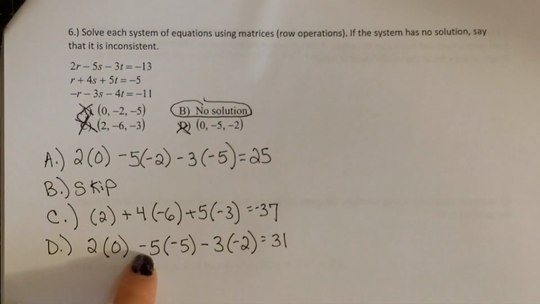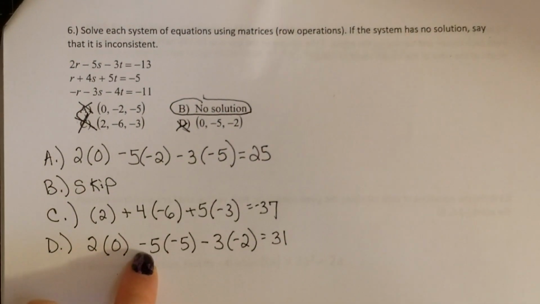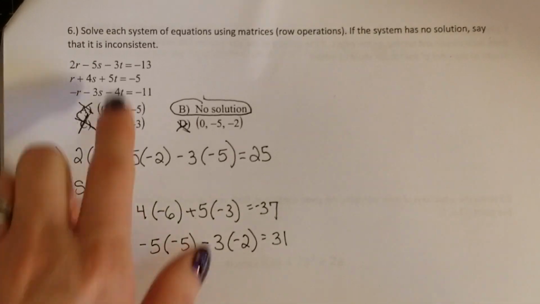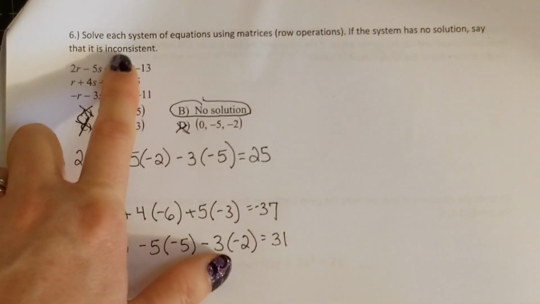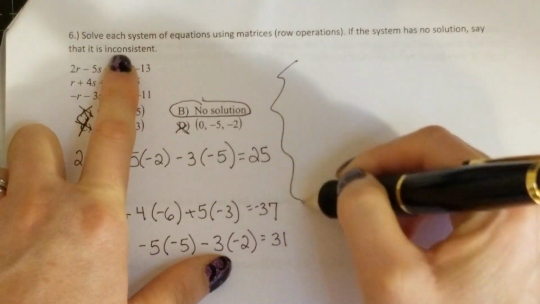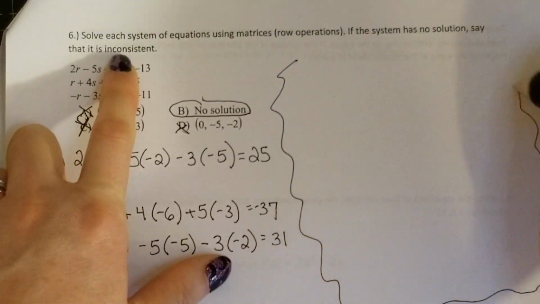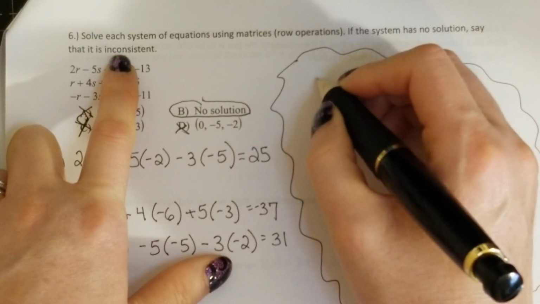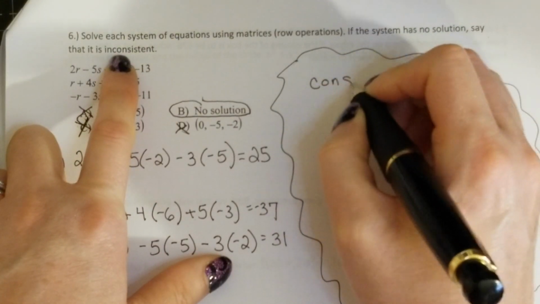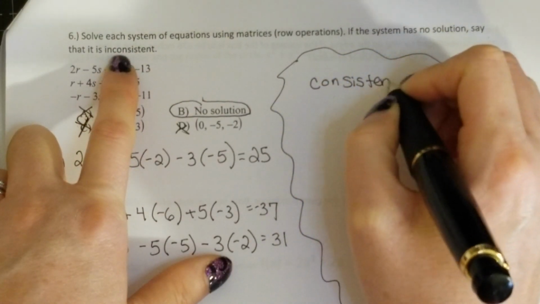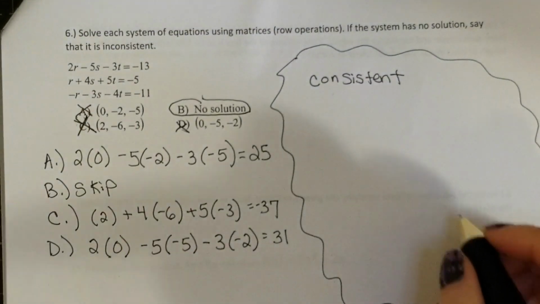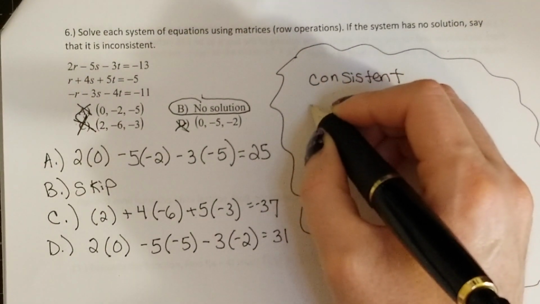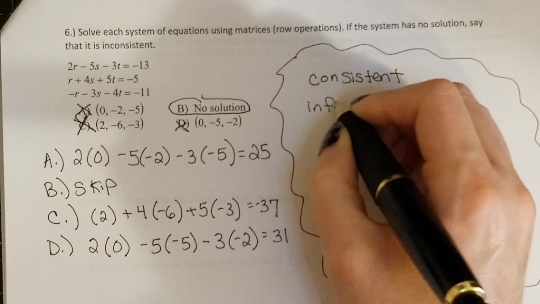Okay. All right, now, so no solution is what they call inconsistent. So as a side note, if you know anything about English, if there's one that's inconsistent, well, you better have one that is consistent. Okay, so consistent would mean that you have an infinite number of solutions.